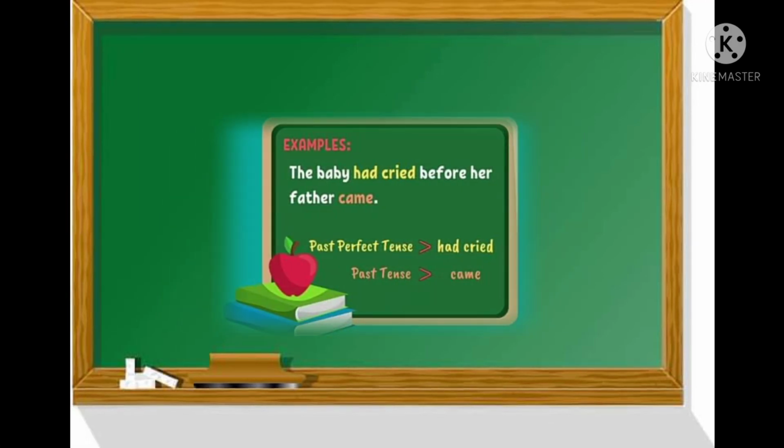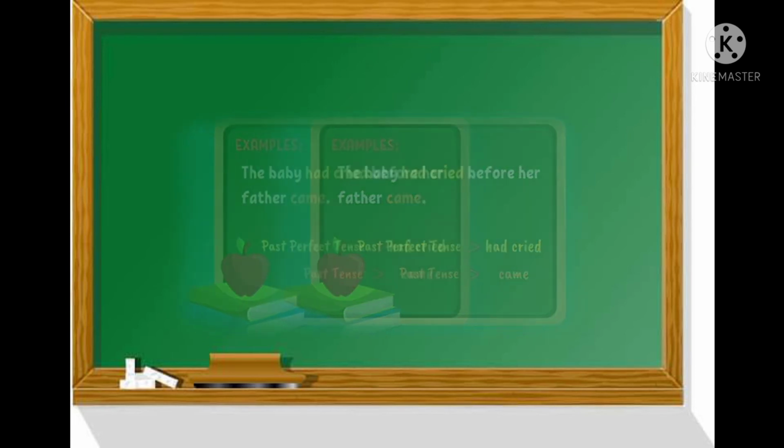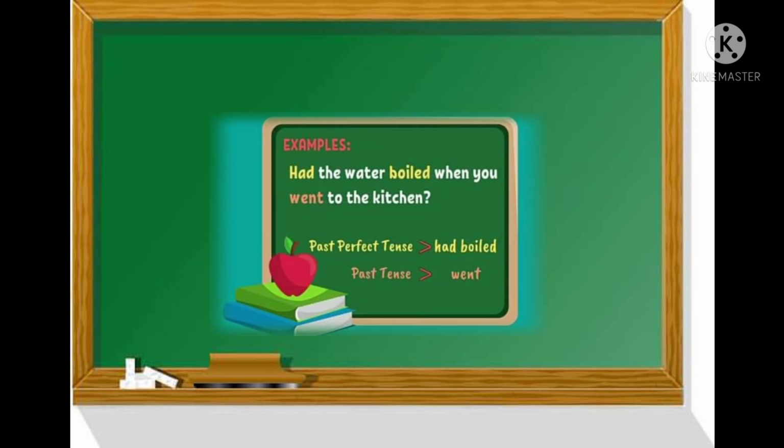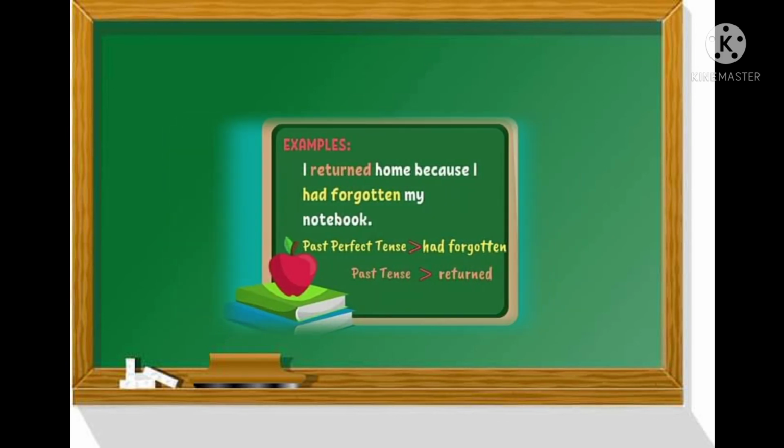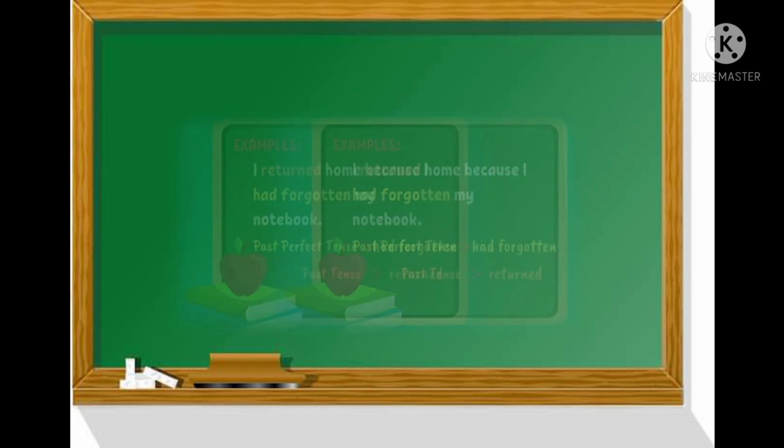In this sentence, one past action was done, which is had cried, when another past action occurred, which is came. In this sentence also, one past action was done, which is had boiled, when another past action occurred, that is went. In this sentence also, one past action was done, which is had forgotten, when another past action occurred, that is returned.